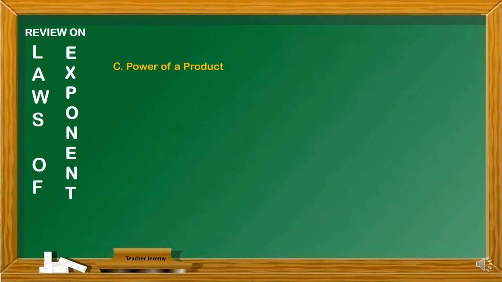Next, we have a power of a product. What does this mean? For example, we have two variables and one exponent, xy cubed. As you notice, the variables are enclosed by open and close parentheses. So you're going to distribute the exponent to both variables. So it will become x cubed, y cubed.